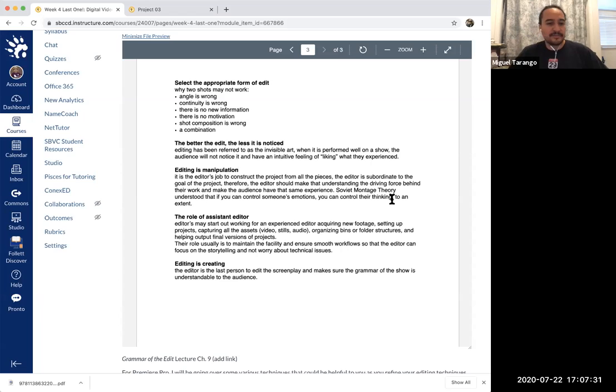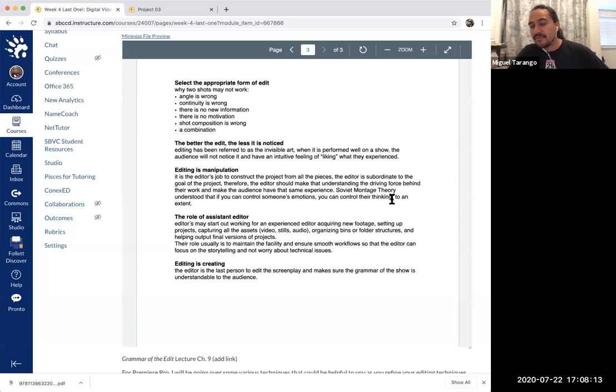Now, the role of the assistant editor. For many young editors or people starting out, you work for an experienced editor as their assistant. This requires you to be the person in acquisition, so you're acquiring new footage. You typically will set up the projects. You capture the assets and organize them: all the videos, the stills, the audios, and you put everything in their structures or bins with proper naming protocols. Sometimes you even help with the output at the end of the show when it's done and edited, and how that's organized, making sure it's easy to access.